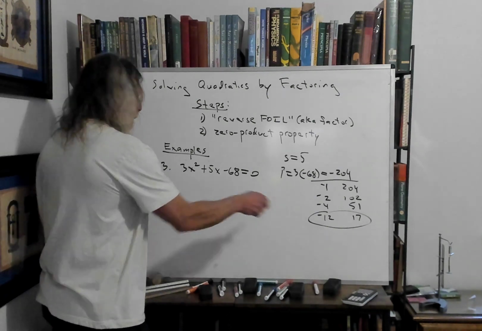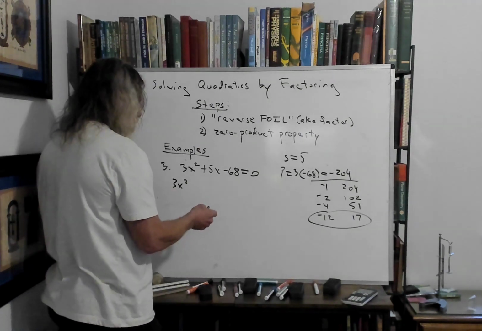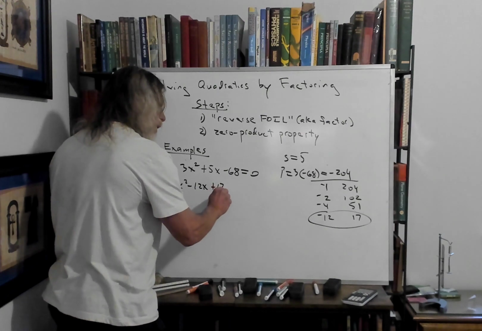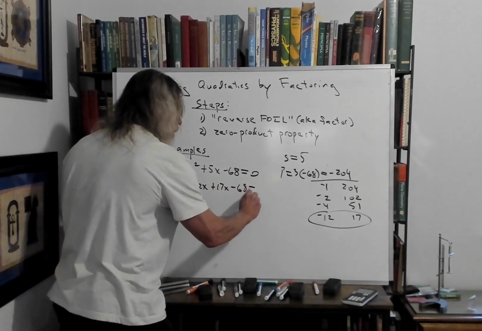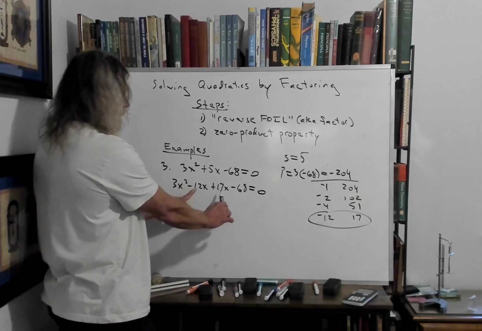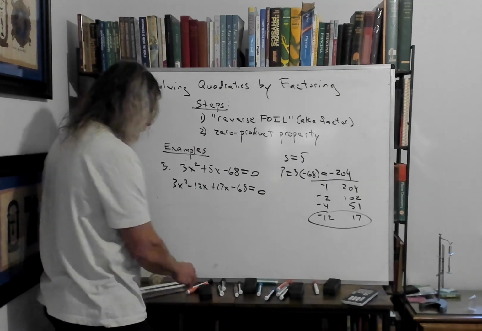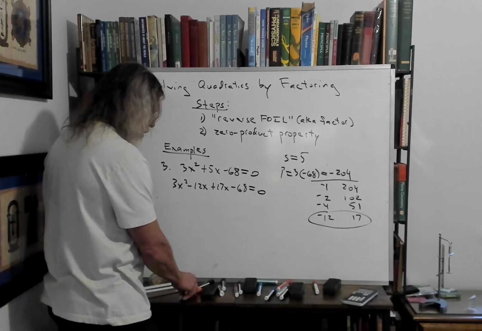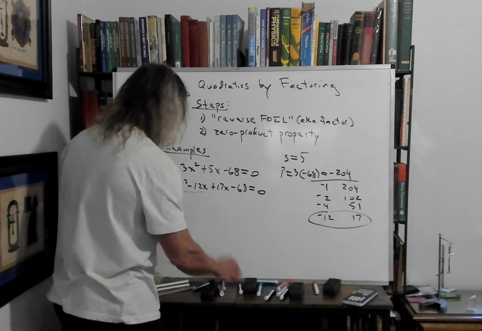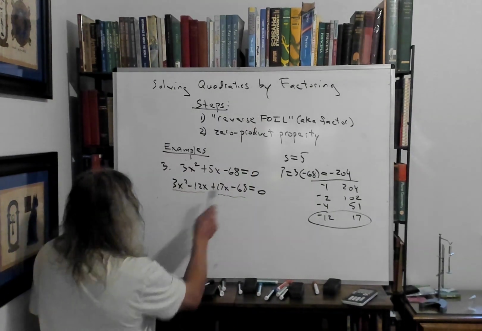So here, break it apart. 3x squared minus 12x plus 17x minus 68 is 0. Because notice, this is the same, this is the same. These two add to 5: 17 minus 12 is 5. Now, factor by grouping, as we said, we look at these two and these two, and we can use this to help us do that.